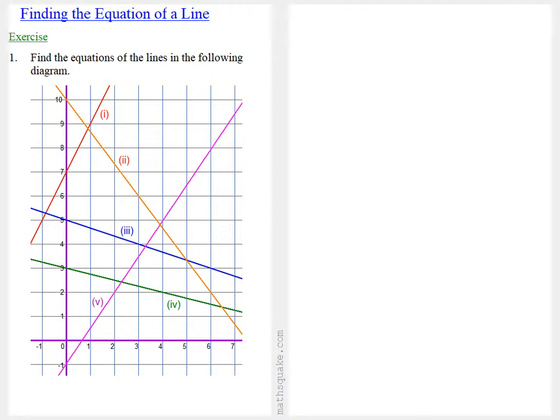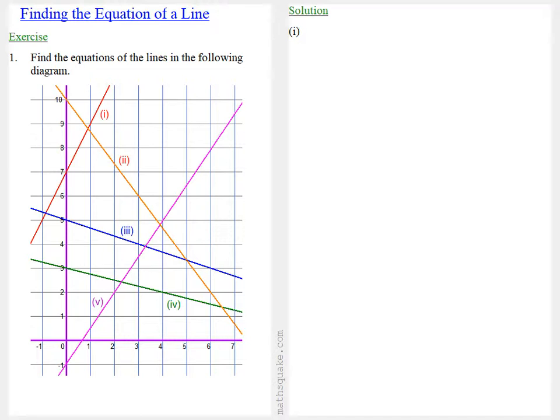Okay, let's go through the answers. Now in question 1, you're given a diagram and you're asked to find the equation of each line in the diagram. Now we're going to use the equation y equals mx plus c, where m is the gradient of the line and c is the y-intercept.